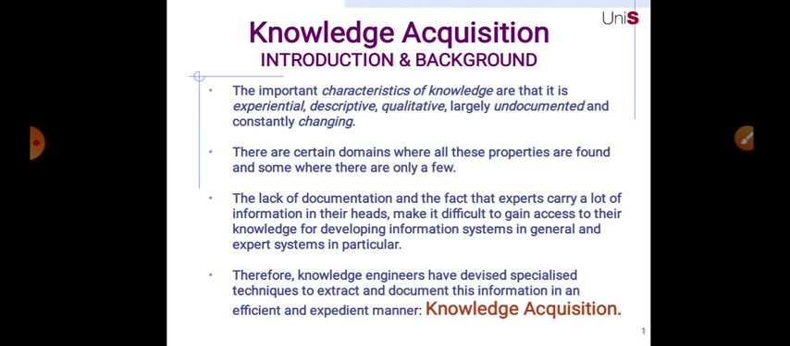So there are certain domains where all these properties are found, and somewhere there are only a few. The lack of documentation and the fact that experts carry a lot of information in their heads make it difficult to gain access to their knowledge for developing information systems in general and expert systems in particular. Therefore, knowledge engineers have devised specialized techniques to extract and document this information in an efficient and expedient manner, because some experts have undocumented knowledge in their minds. So the knowledge engineers extract the knowledge from the expert and store it for further use. This is called knowledge acquisition.